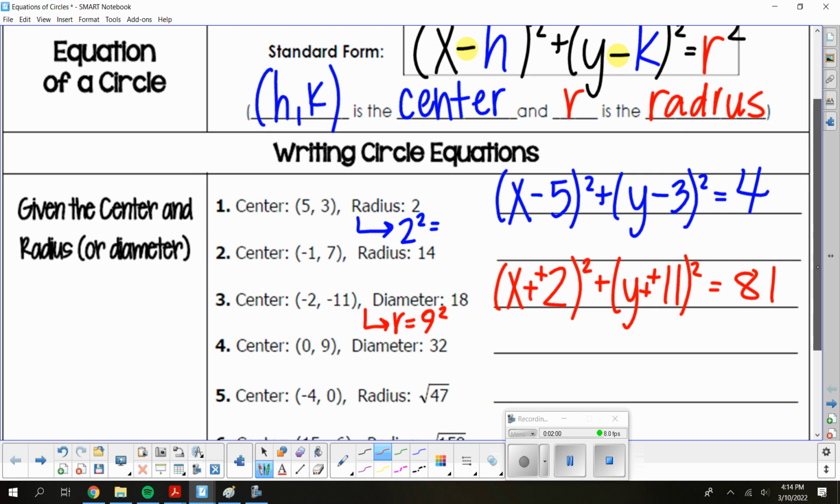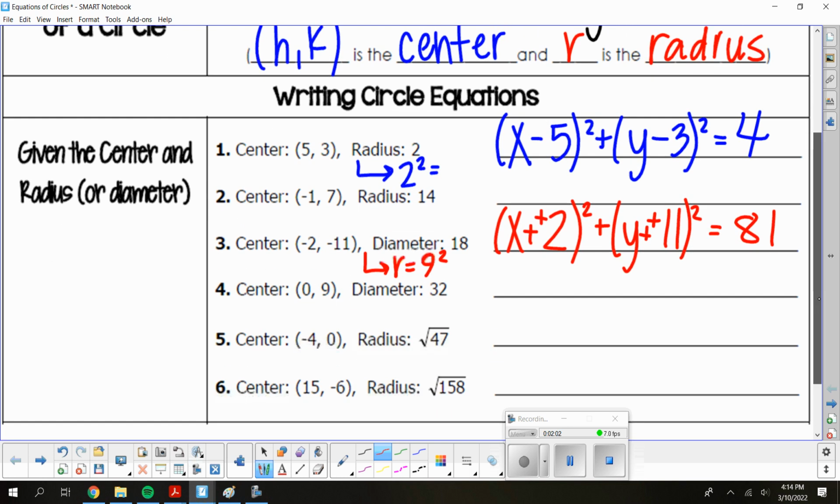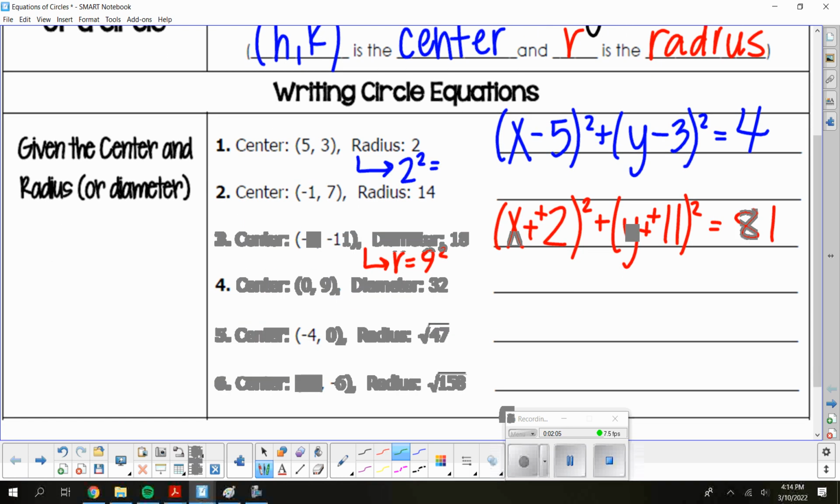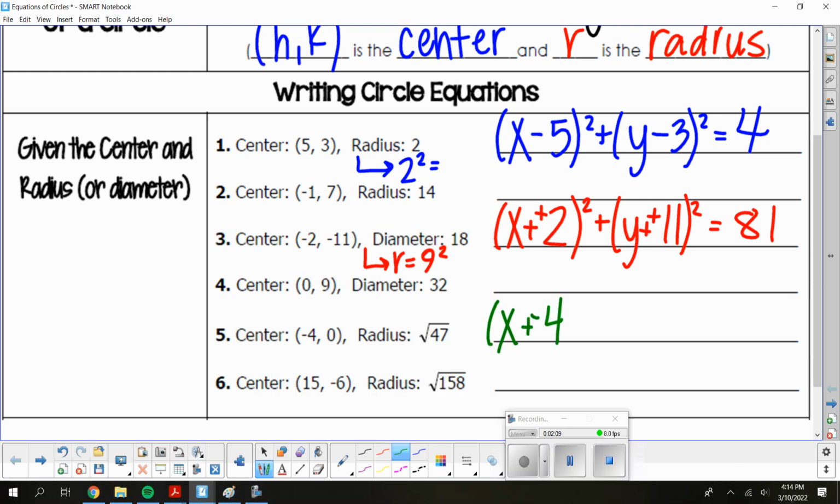If I'm looking at number 5, x minus my x value, negative 4, that's plus 4, squared, added to y minus my y value, well, that's just a 0. So I can write it as y minus 0 squared, or lots of times you're just going to see y squared. And that tells you that your y value was a 0. Equals radius squared. Well, my radius is this radical 47.